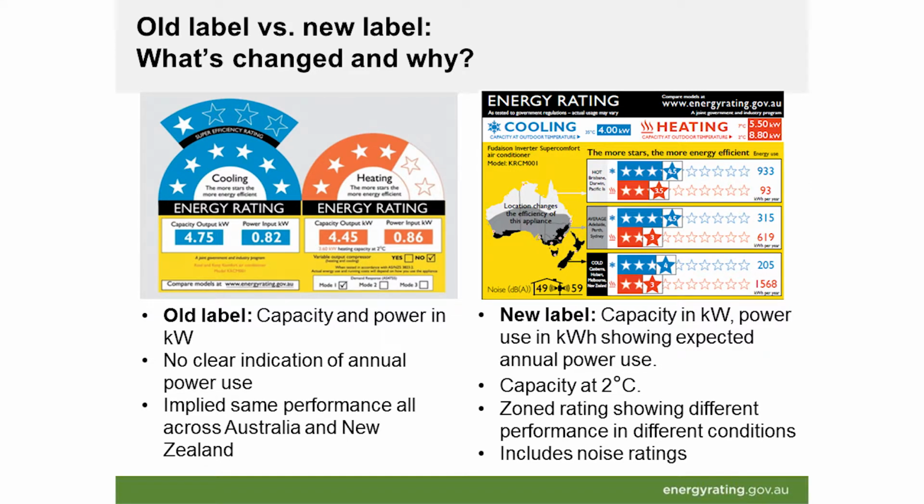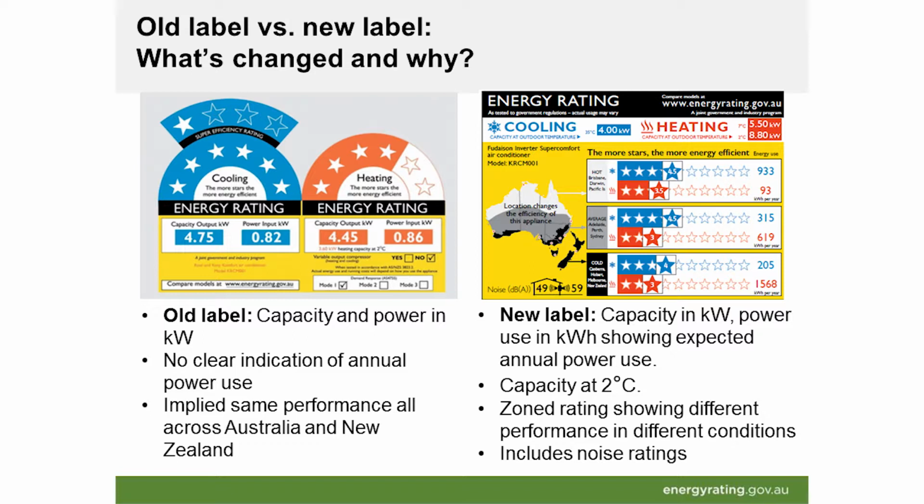So the old label versus the new label, what's changed and why? I've touched on a couple of these things already. On the left, you've got the old label. The capacity and the power are both in kilowatts, but it's got no clear indication of annual power use. And one of the important things is it implies exactly the same performance across the entirety of Australia and New Zealand. So it doesn't take into account any of the climatic differences.